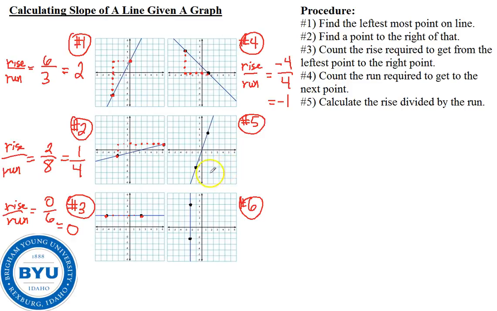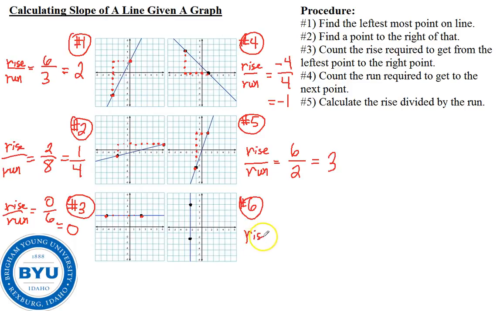Okay, let's try number 5. Here's my leftmost point. How much do I have to rise? I rise 1, 2, 3, 4, 5, 6. I have to rise 6 to get to the same level. And my run is 1, 2. So 6 divided by 2 comes out to be 3.